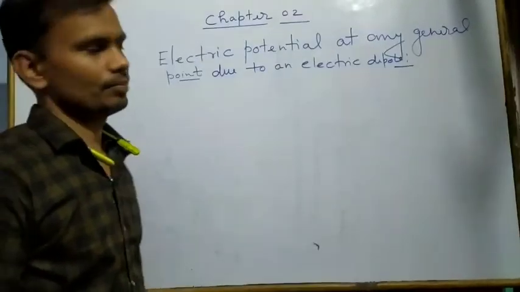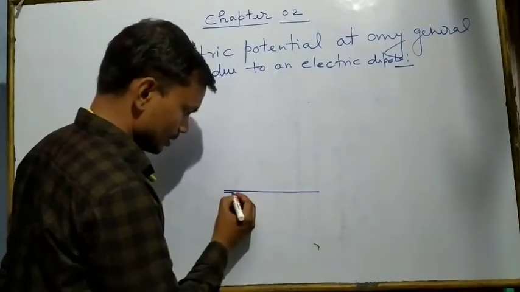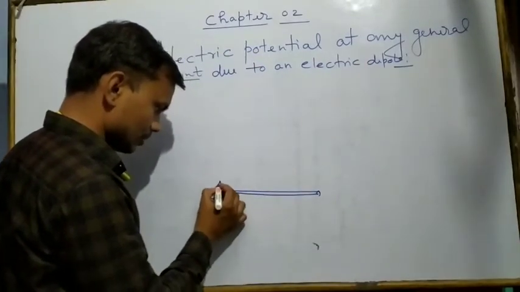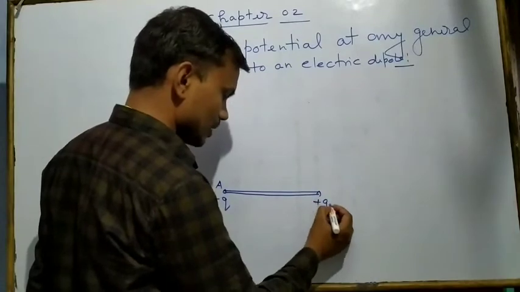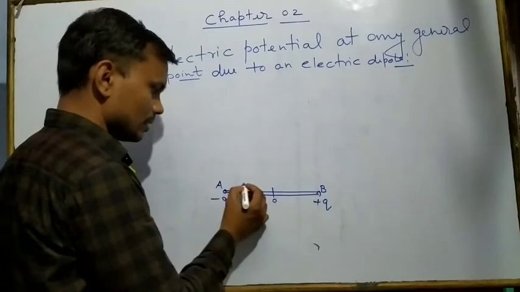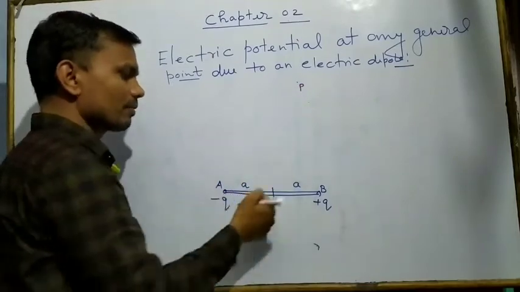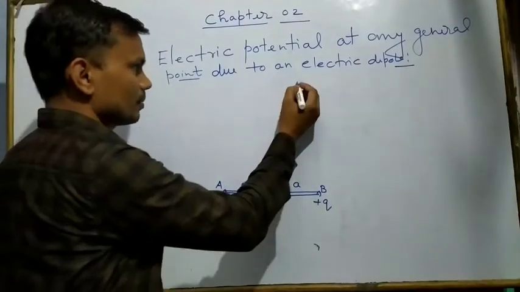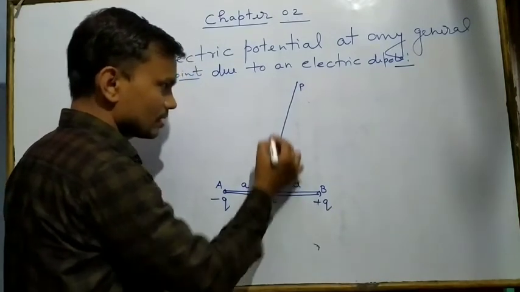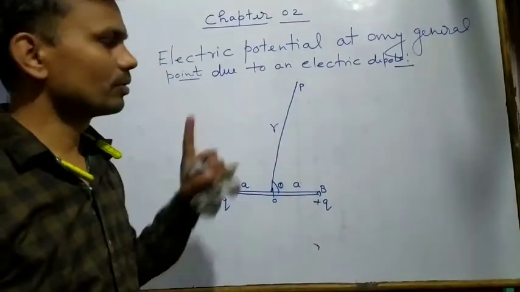Now listen, the next topic is the electric potential at any general point due to an electric dipole. Suppose we consider one electric dipole. Here we keep minus q charge, suppose this is end A, and here we keep plus q charge, suppose this is the other end B. This is the center O. P is any general point, very far away from this electric dipole, making some angle theta, and the distance OP is r.